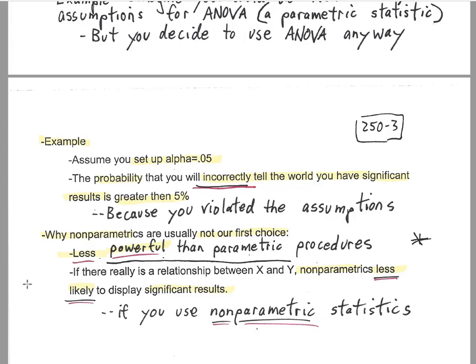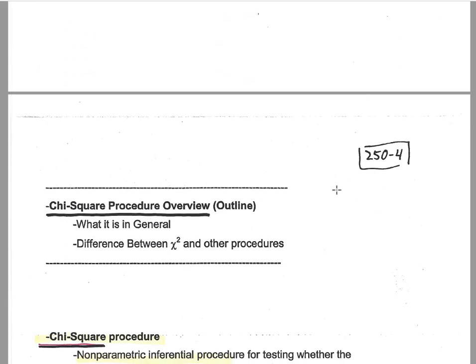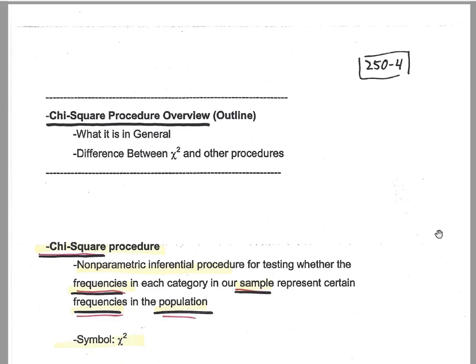You're less likely to get statistically significant results if you use nonparametric procedures of the sort we're about to talk about. Other things held constant, nonparametrics tend to be a little bit less powerful, and that's why they're usually not our first choice. It's something we fall back on if we can't meet the assumptions of analysis of variance or other parametric statistical procedures. So those are some of the big differences between parametrics versus nonparametrics. Having established that, let's dig in and talk about nonparametric statistical procedures.